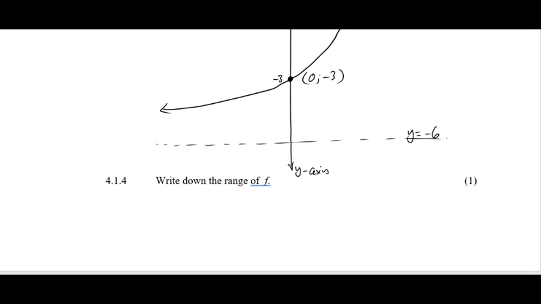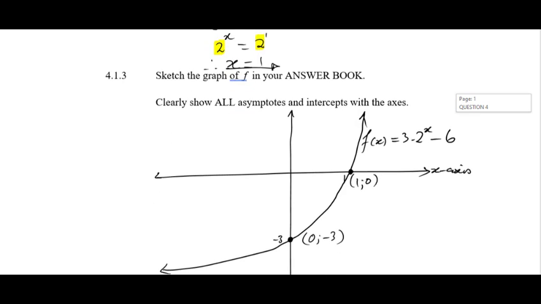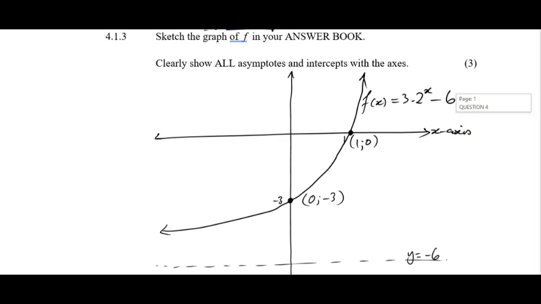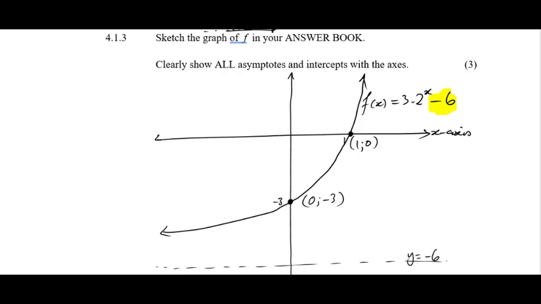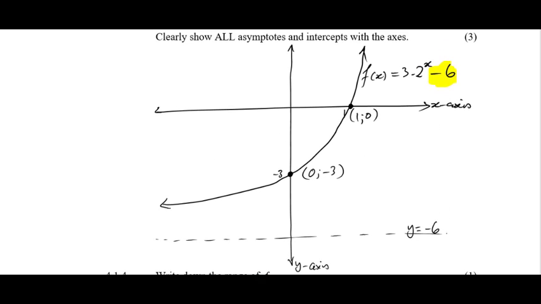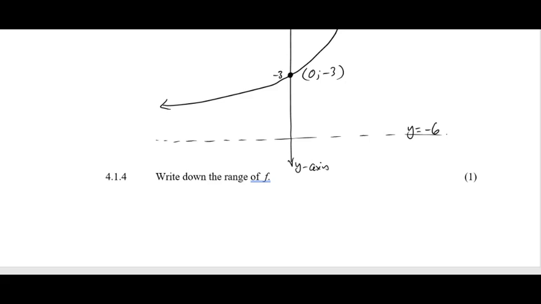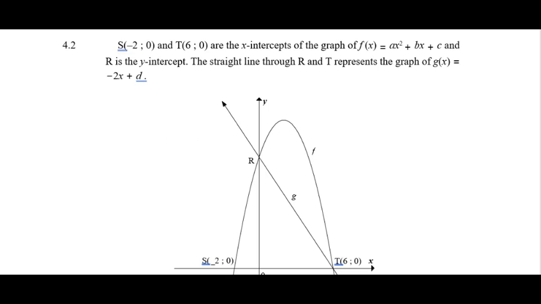The next question says write the range of this graph of f with respect to x, which is an exponential function. The graph we drew has the asymptote at minus 6. So the range will be all the y-values above negative 6, but not including minus 6 or any numbers below minus 6. So your range is y greater than negative 6. That's your range for the graph of f.